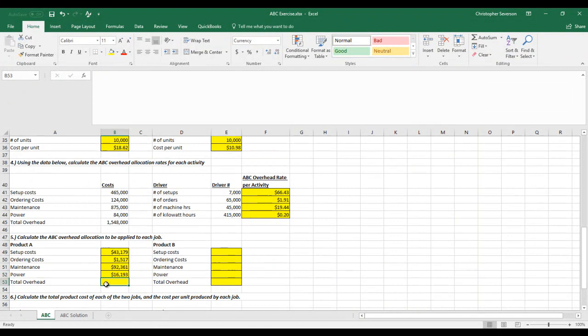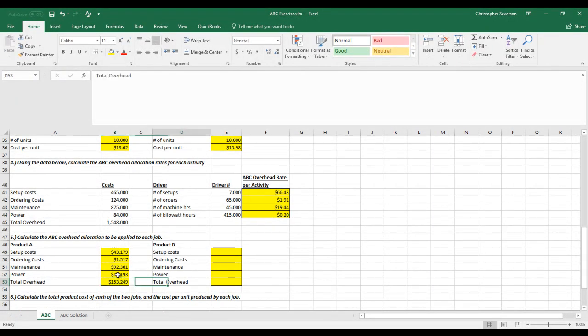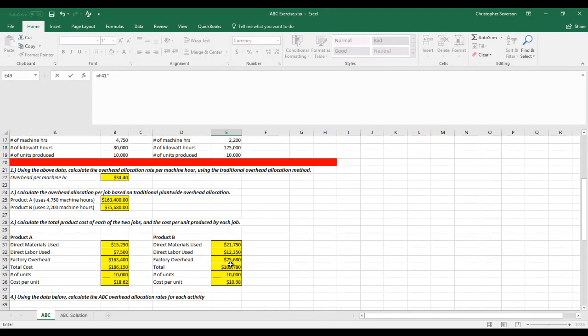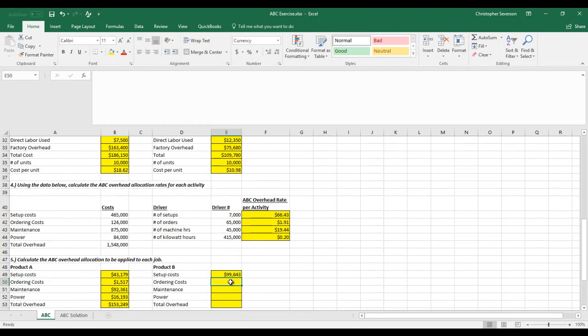So now we have all four of our components. We can get a total overhead cost of $153,249. We can do the exact same thing for product B. We're still using the same rates, but we're obviously multiplying it by a different number of setups, orders, machine hours. It's for product B now.